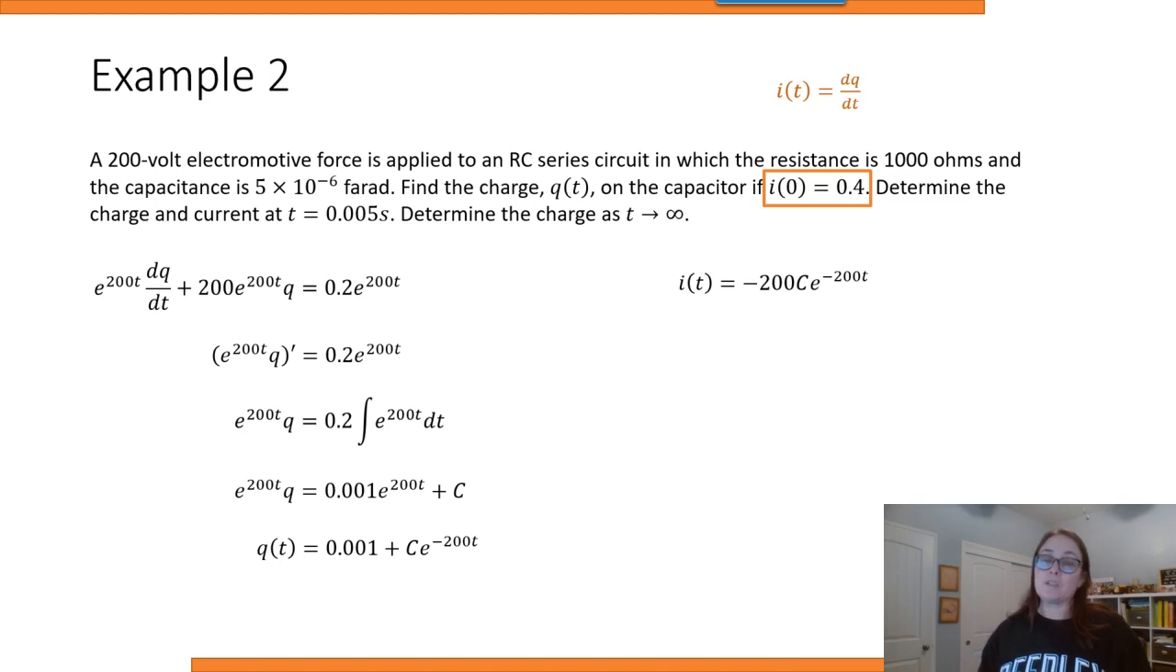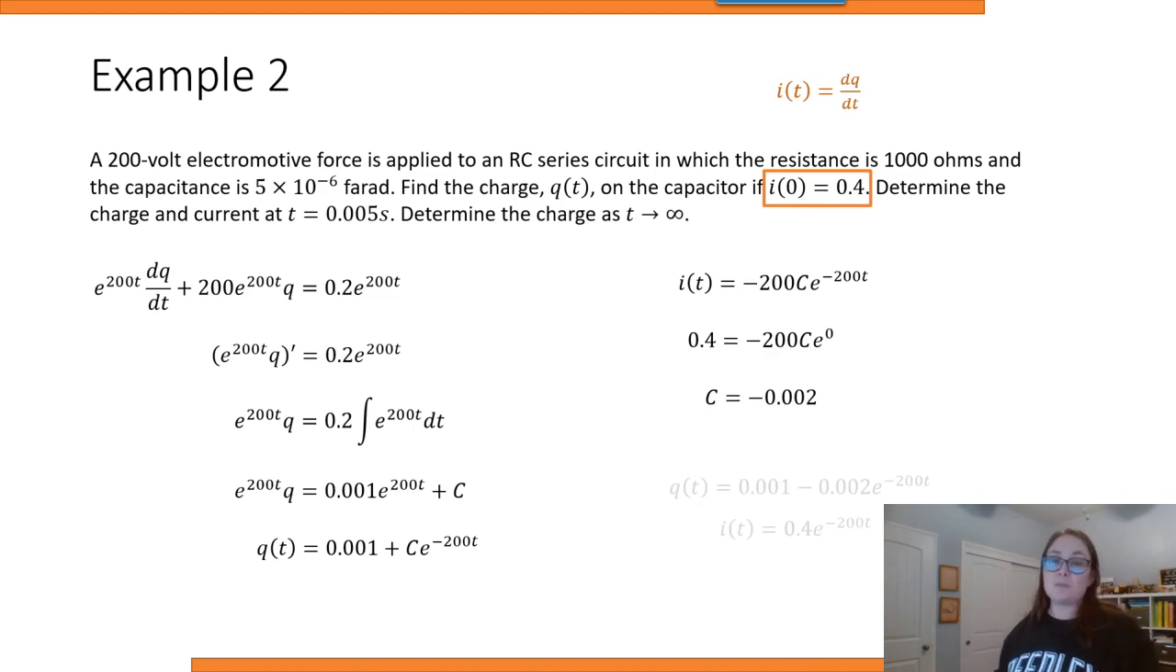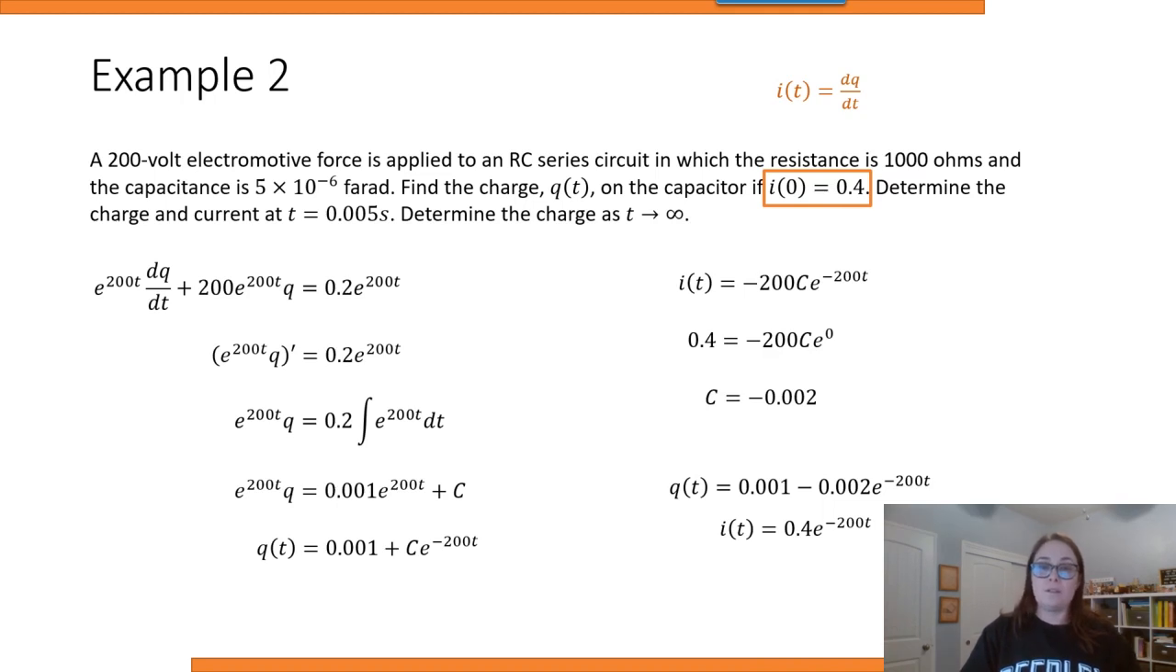And now I can use my initial conditions on this equation, the current function. So plugging in 0 for t and 0.4 for I of t, we get 0.4 equals negative 200c times e to the 0, or 1. And dividing that, I get a constant of negative 0.002. So this does double duty. I now have the c to plug into both q of t and I of t. So I can plug them into both places, and I get an equation for the charge and for the current. So I've now found the first few things they asked for, found the charge function, found the current.